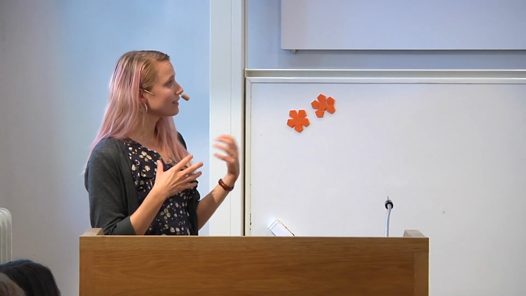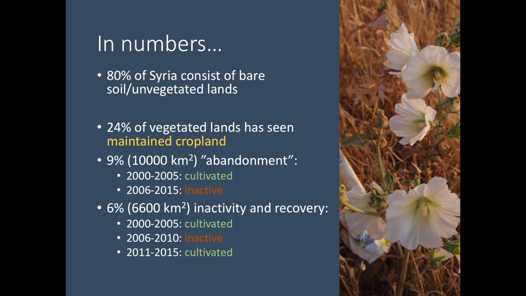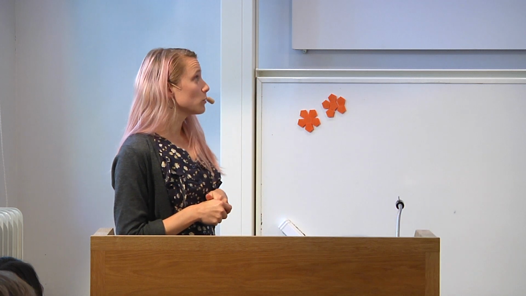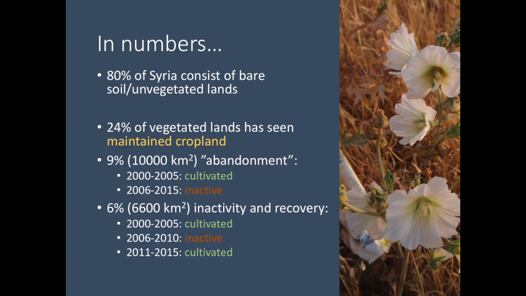So, we can put it into numbers actually. First of all, 80% of Syria consists of bare soil, unvegetated areas. So I put that aside because that's not what we're looking at. If we look only at the areas with vegetation, we have maintained cropland in 24% of that area. Then we have 9% that can be classified as abandoned since the drought period. So something happened, so it was cultivated before the drought, but not after. And then we have this inactivity that turned into recovery. So it was cultivated, then not cultivated during the drought period, and then cultivated again.